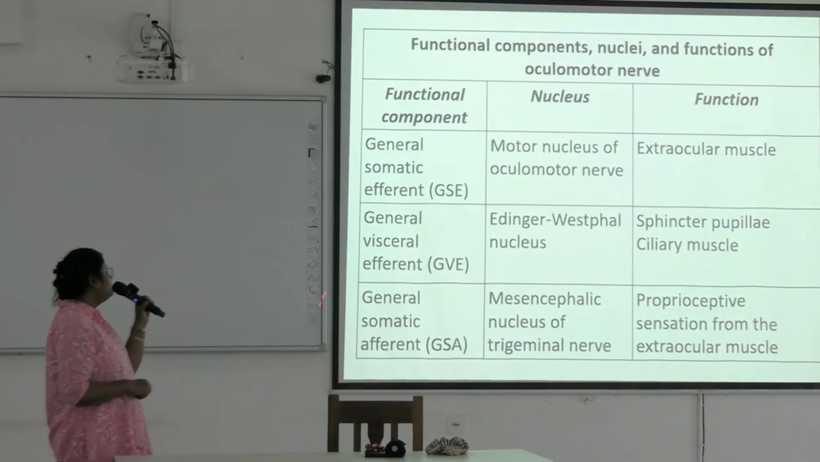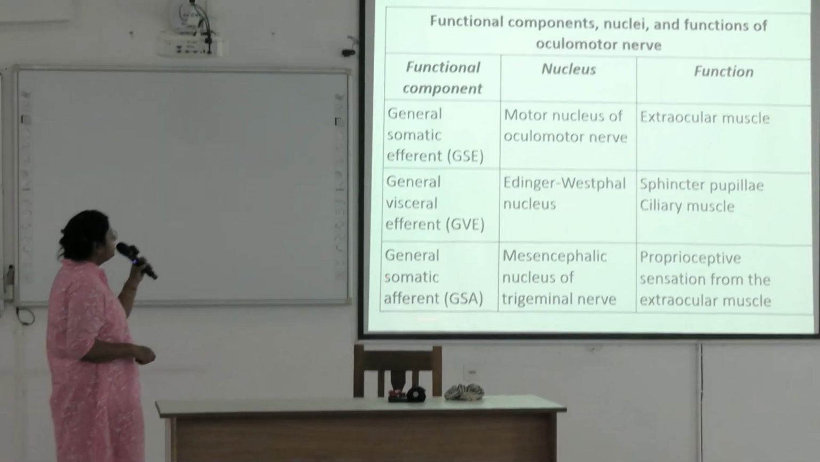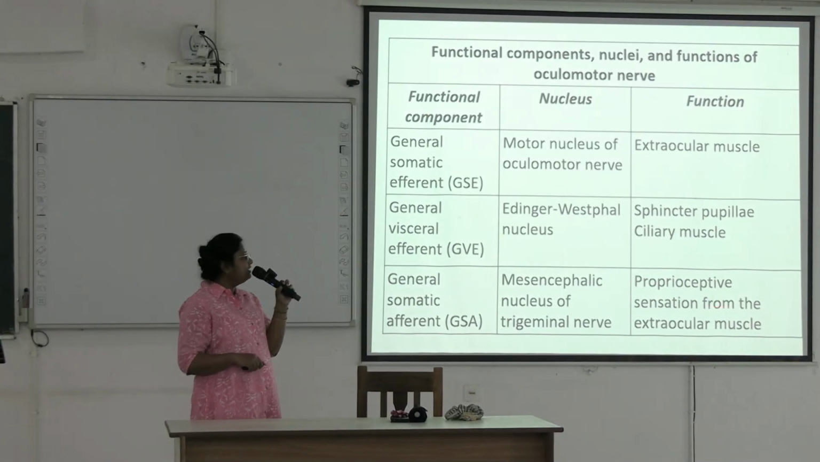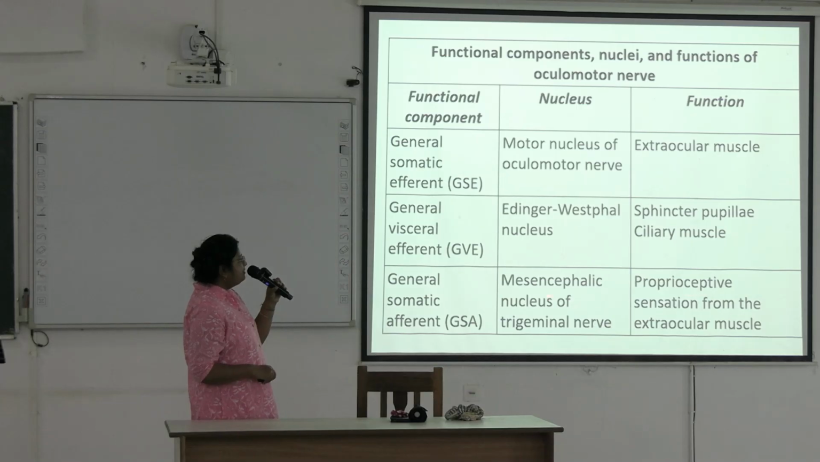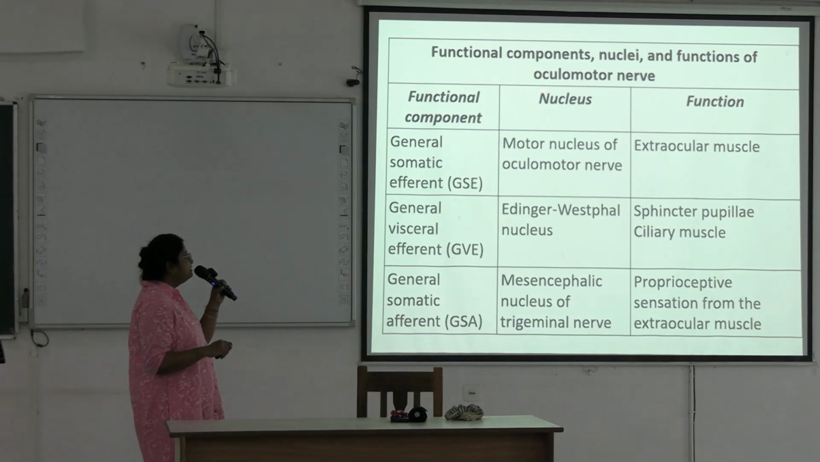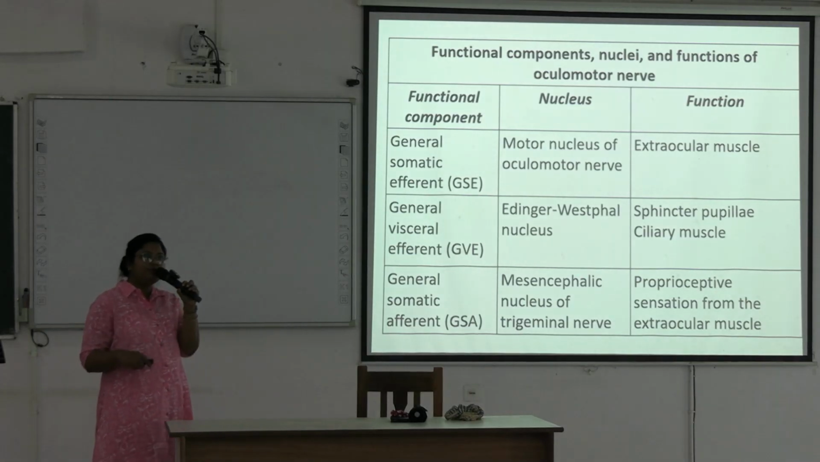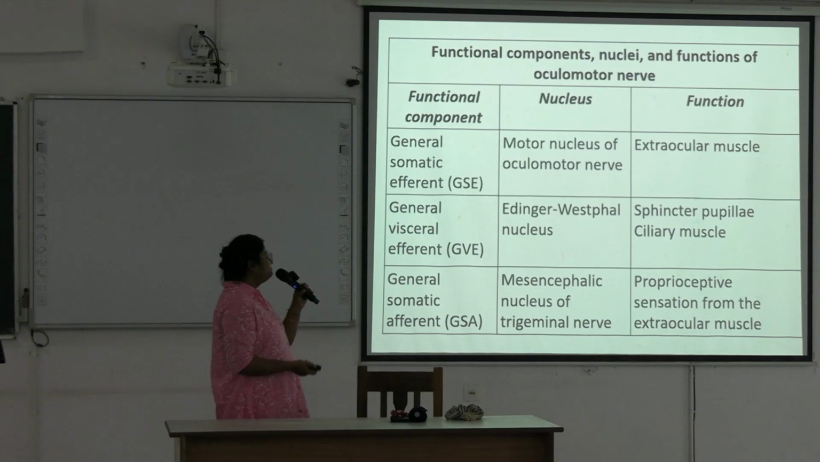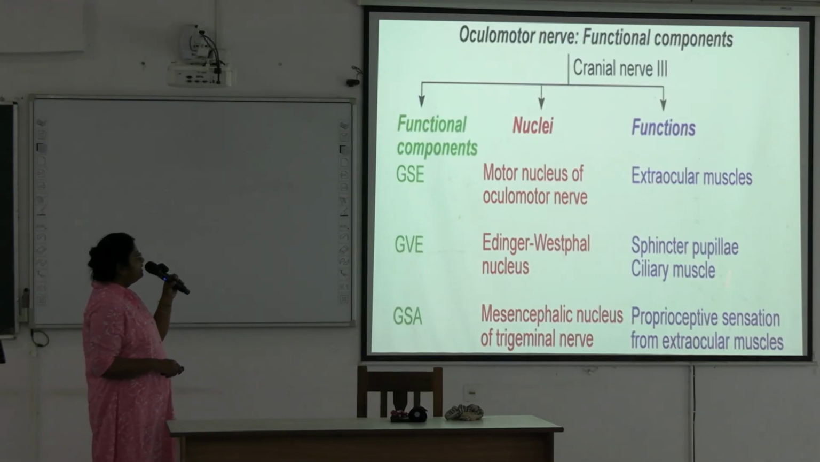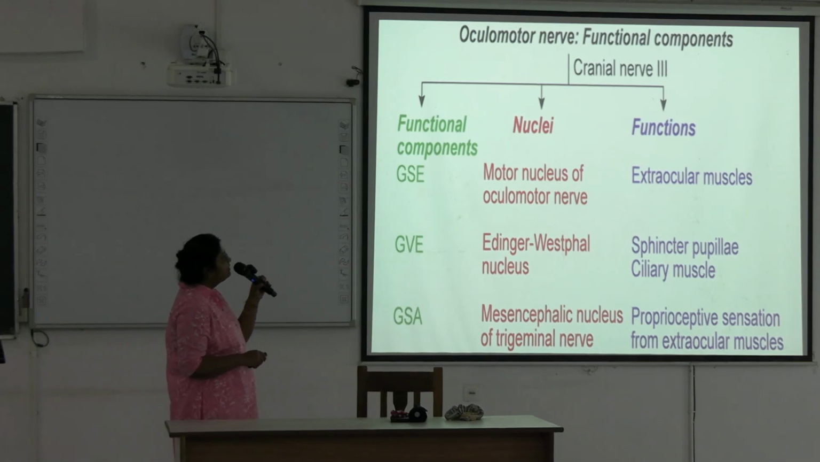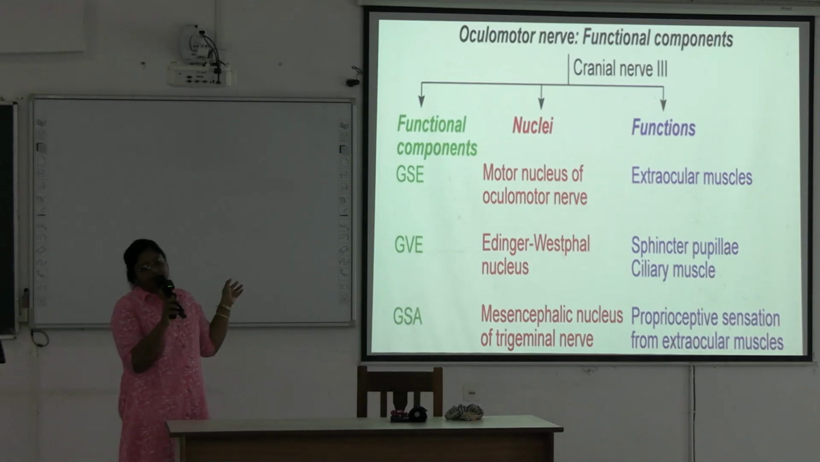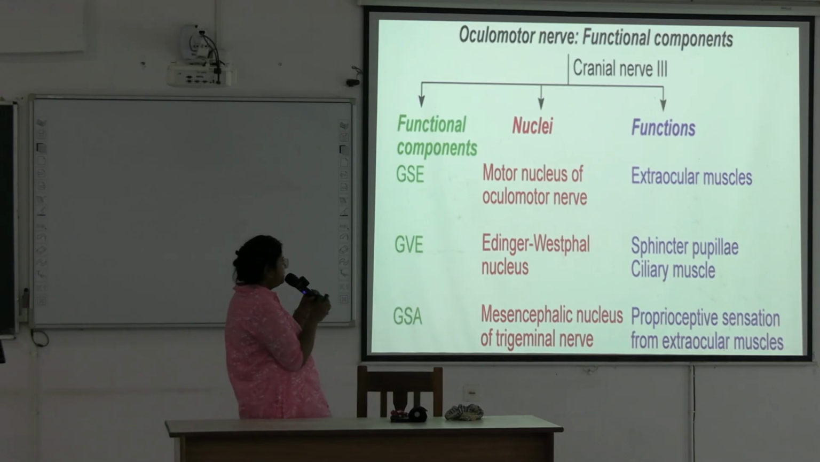So next we go to the general somatic afferent component. The nucleus for this component is the mesencephalic nucleus of the trigeminal nerve, and it carries proprioceptive sensation from the extraocular muscles. So these are the different components, their nuclei and their functions. This is important for your theory. Same thing, functional components, nuclei and their functions we have discussed for the third cranial nerve. This comes in your theory, the functional components of the oculomotor nerve.